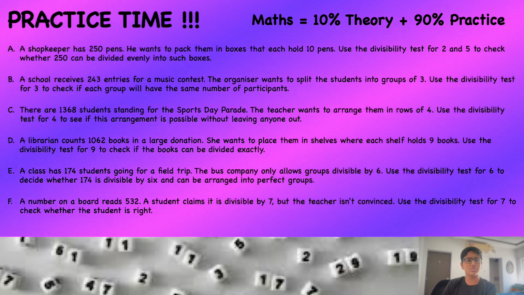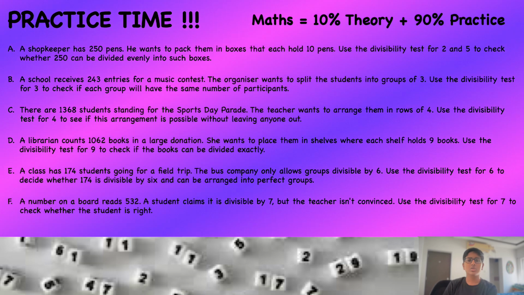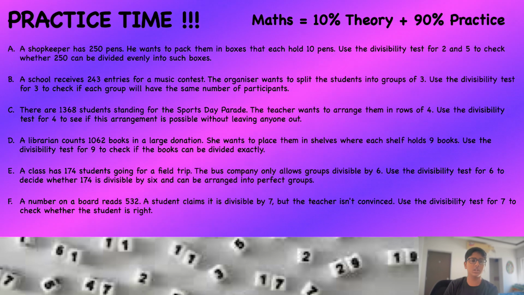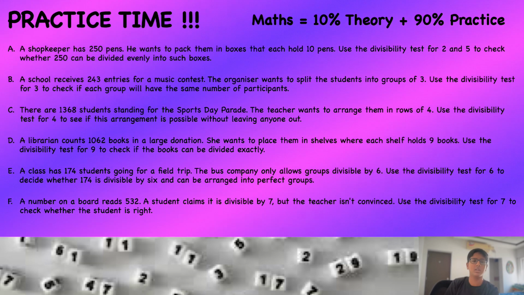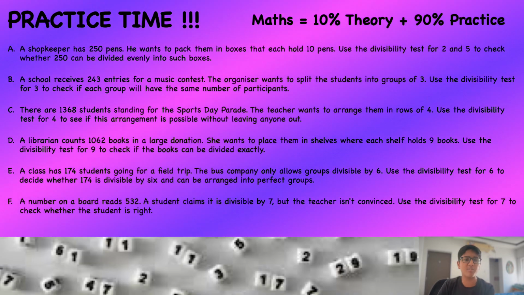Next, a school receives 243 entries for a music contest in groups of 3. So use the divisibility test for 3. 2 plus 4, 6. 6 plus 3, 9. 9 is divisible by 3, so 243 is divisible by 3. Each group will have the same number of participants.